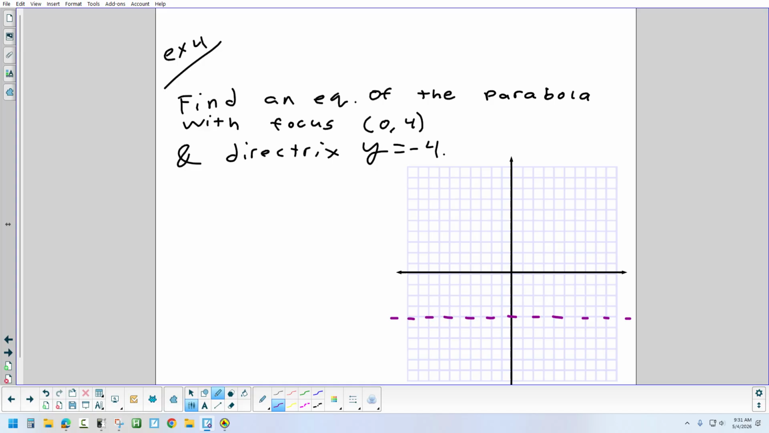So your directrix is at negative 4, and the focus is at positive 4. Now, they didn't tell us this, but where does the vertex have to be? Yeah, it has to be exactly in between the two. The focus is 4 up, the directrix is 4 down, so the vertex is right in the middle, at (0, 0), which is good, because that means it's the simpler kind of equation. We haven't done any shifting yet.